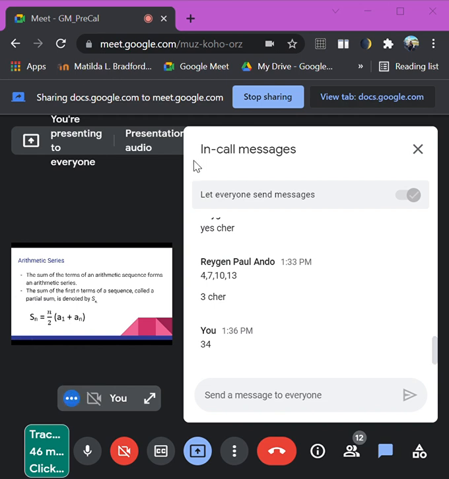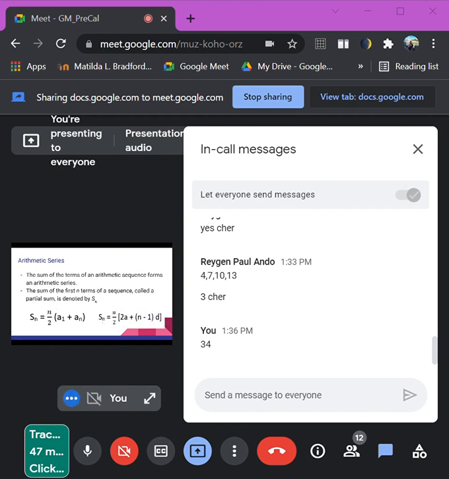For example, 4, 7, 10, 13, and then the last term is 230. Then you can substitute that as the 10th term, 230. But what if it is not given, just like in Ando's example? We cannot use this formula. Instead, this is the one we will use.